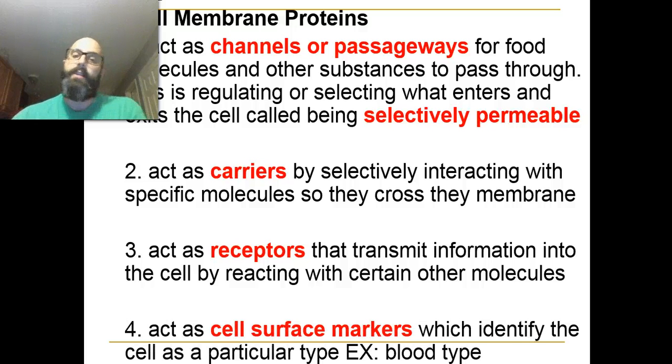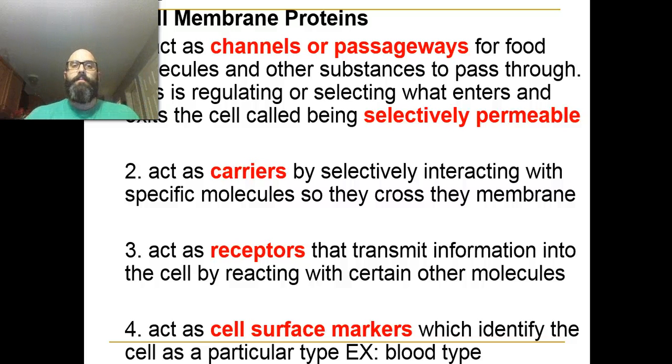The other thing they do is they act as surface markers. Basically, there are just identifying proteins embedded in the cell membrane that kind of say, I am this kind of cell, or I am Matt Riffee's kind of cell. One of the big things you're going to study in this school year is actually blood type.